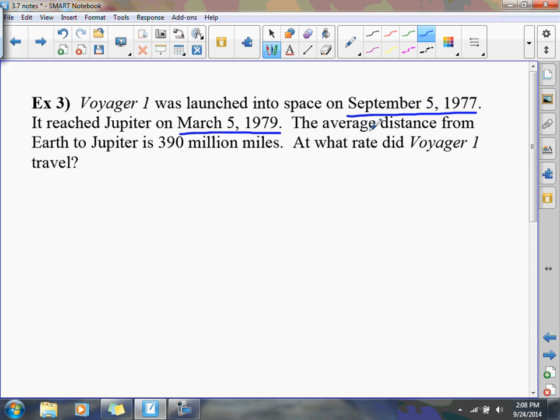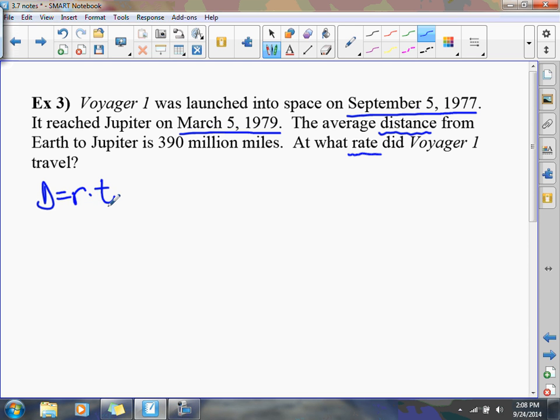And they tell us the average distance, okay? And they want us to find the rate. So really, we're using distance equals rate times time. That's the formula we're using here. So we know our distance, and I'm trying to find the rate. And once I figure out how much time has gone by between September and March, then I'll know what time to plug in there for t. So I am trying to find the rate.